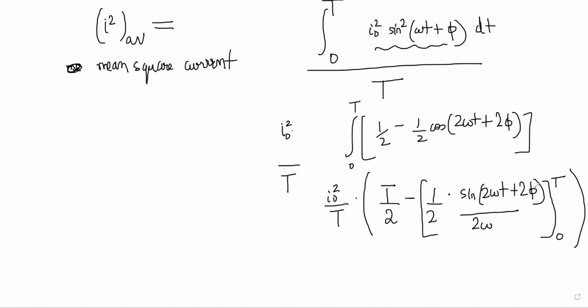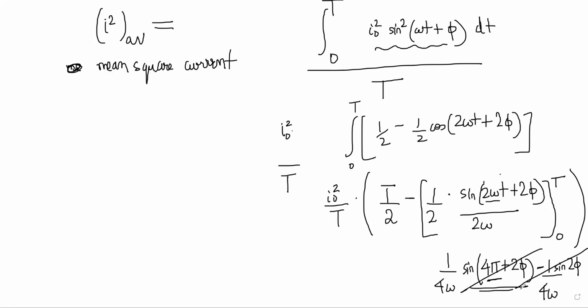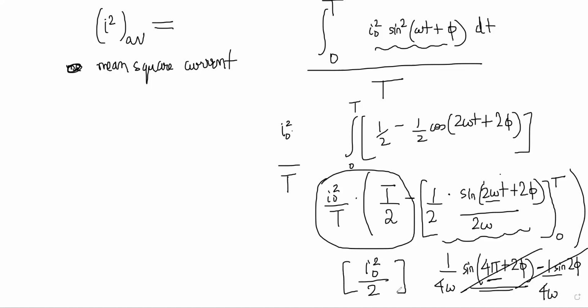So let's calculate this. Omega at capital T, with T equal to 2 pi by omega, makes 2 omega T equal to 4 pi. You'll get 1 by 4 omega sine(4 pi plus 2 phi) minus 1 by 4 omega sine 2 phi when you put in 0. Since sine has a period of 2 pi, sine(4 pi plus 2 phi) is the same as sine 2 phi. So this part gets cancelled, and you are left with just this much, which comes out to be I naught square by 2. So this average is becoming I naught square by 2.